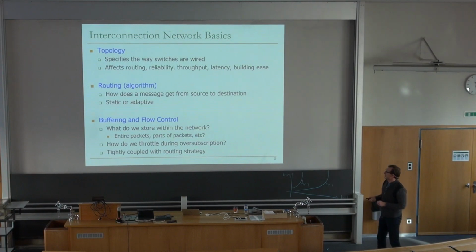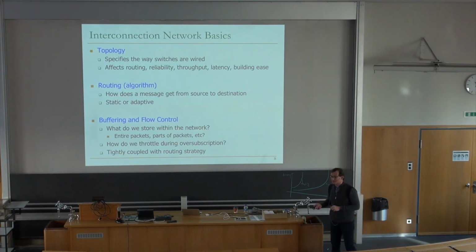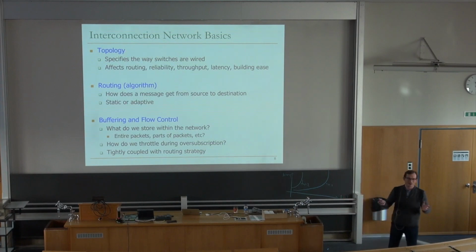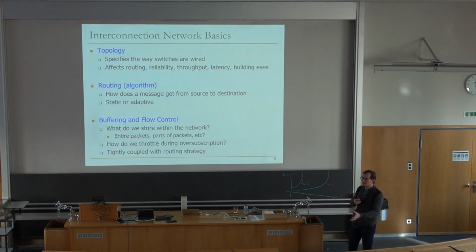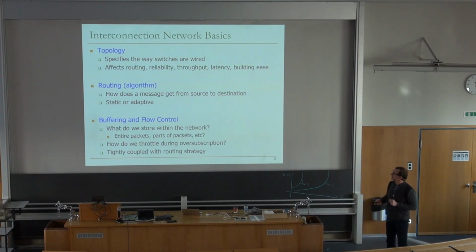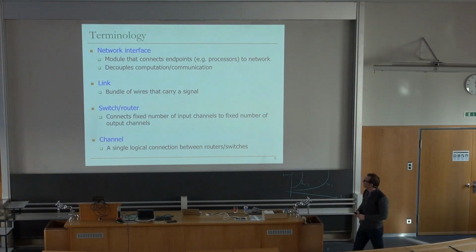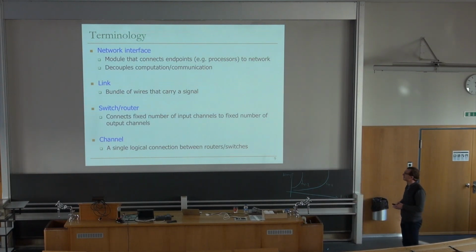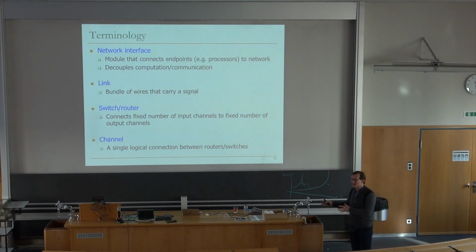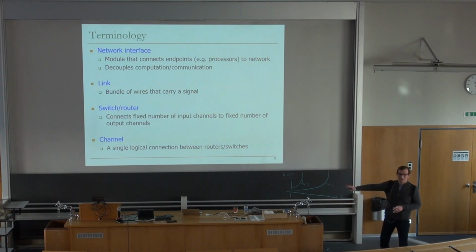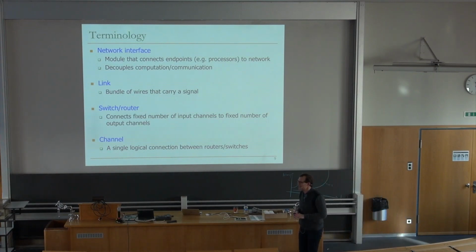Okay. So buffering and flow control are tightly coupled with the routing strategy also. Of course, your topology determines how you can route things because it determines how things are connected to each other, right? And you want to get from one source to another destination. Okay, more terminology. We're going to have a lot more going forward. But some of these are easy. Network interface is a module that connects endpoints or processors to the network. It essentially decouples communication and computation. It's another way of thinking about it. You have a network interface, and once you go through the network interface, you're communicating, not computing anymore. Although going forward, it may not be the best way of thinking about things.